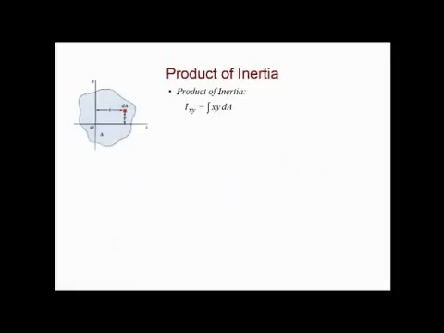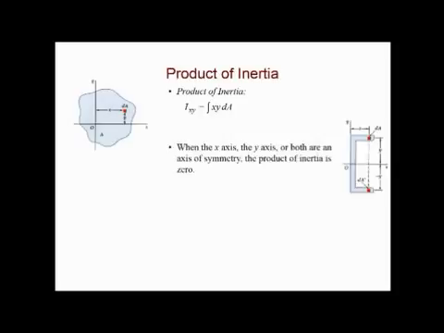Now coming to the product of inertia, this product of inertia is given as Ixy, that is the integral of x into y into dA, over the whole area. When the x-axis and the y-axis are both on an axis of symmetry, the product of inertia is 0 in that case. So you need to remember this point very well. Whenever the x-axis and y-axis or both of them are on the axis of symmetry, then the product of inertia will be 0.